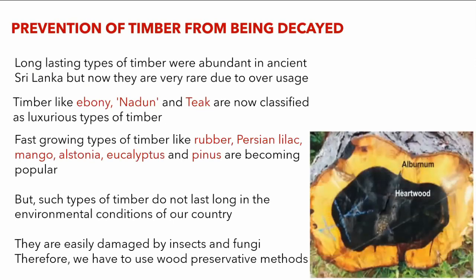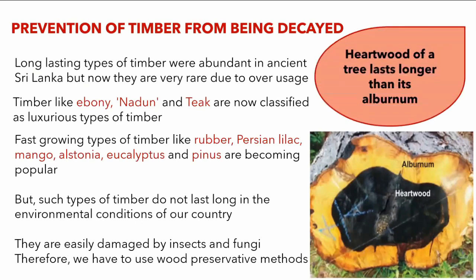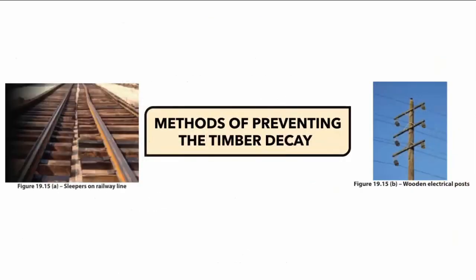There are two parts in a timber, namely hardwood and alburnum. Generally, the hardwood of a tree lasts longer than its alburnum. Therefore, hardwood of a tree should be used when making furniture to minimize them from decaying. Now let's look into the methods of preventing timber decay.